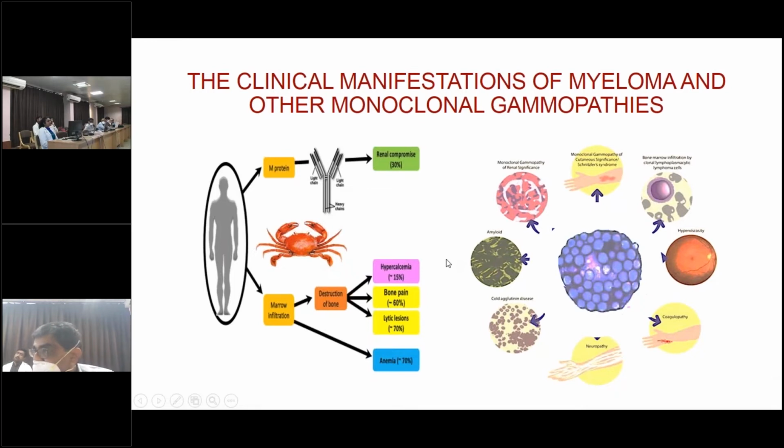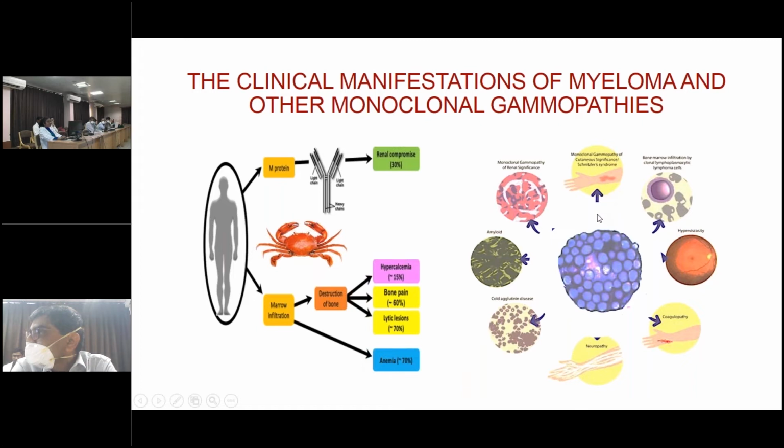So what are the clinical manifestations of myeloma and other monoclonal gammopathies? We are well aware of the CRAB features with hypercalcemia, renal impairment, anemia, and the lytic bone lesions. However, what we also saw through these years was that these plasma cells, even when they are not meeting the criteria of myeloma, were causing an array of clinical disorders and varied presentations.